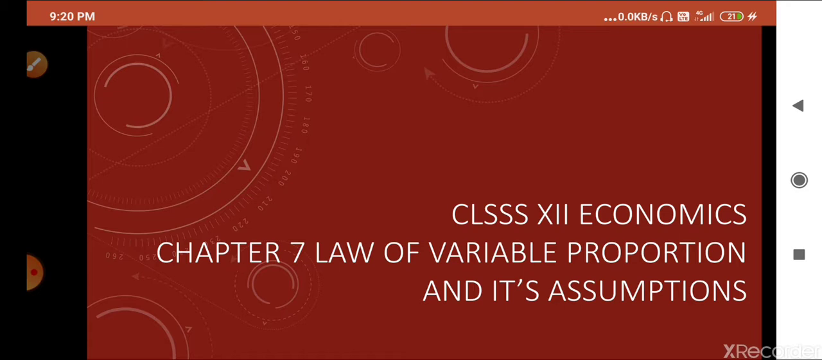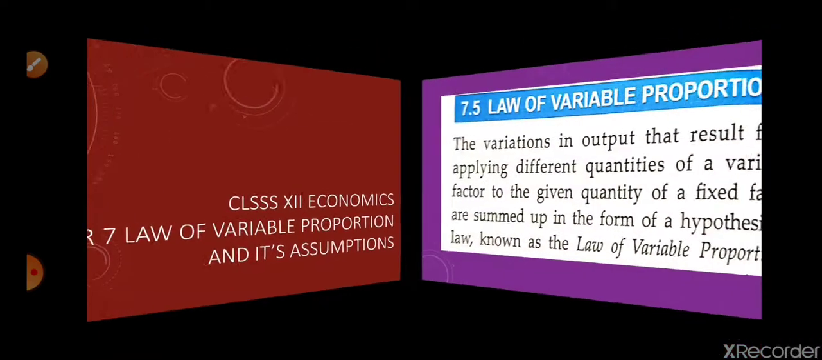So we are going to start this topic, law of variable proportion. Yesterday we discussed returns to a factor: increasing return, constant return and diminishing return. This is also linked with the law of variable proportion, and it will help you to understand the law. Today we will discuss the law and its assumptions, and also the illustration of that law with the help of a diagram. So let us start.